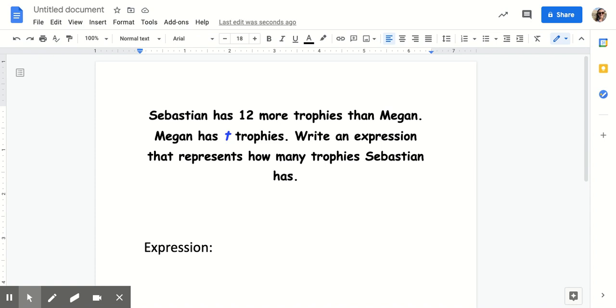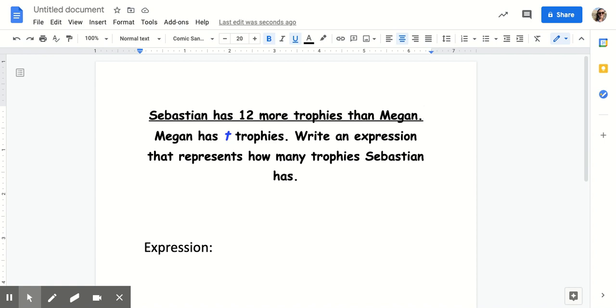Okay, so my first step is coding for what I know already. Well, I know that Sebastian has 12 more trophies than Megan. So I'm going to code this by underlining it. You could code that however you want to. If you want to underline it, if you want to circle it, as long as you are marking it in a way that you know that it's information that you already were provided with.